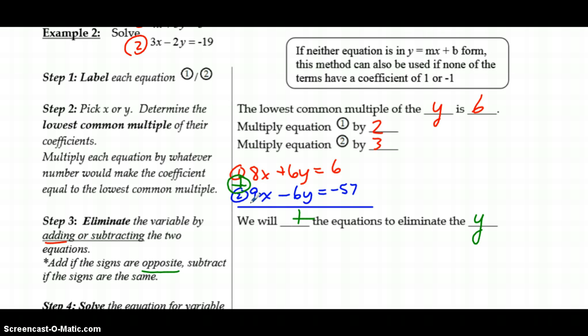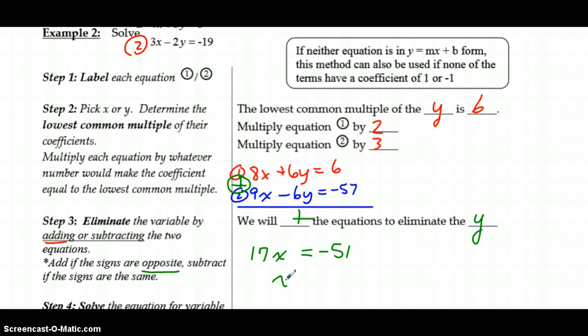So we have 8x plus 9x. Add them together, we get 17x. 6 plus negative 6 is 0y. But guess what? 0 times any number is always going to be 0. And we have effectively eliminated it. I like to always have you double check. Positive 6 plus negative 6. Add it. Make sure you're getting 0. If you're not, you might be doing the wrong operation. And here we have 6 and negative 57, which gives us negative 51.